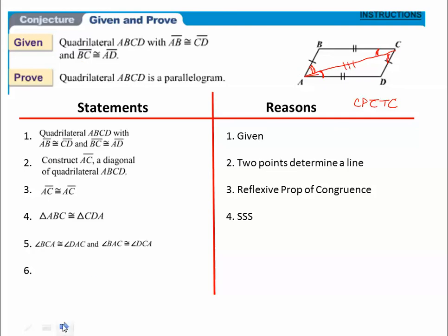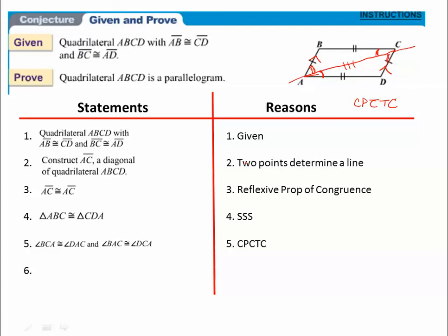So let's see. Yep, that's how it worked out. Angle BCA is congruent to angle DAC. Angle BAC is congruent to angle DCA. So that's going to lead me down the road of knowing that BA is parallel to CD, because right here I've got this transversal.